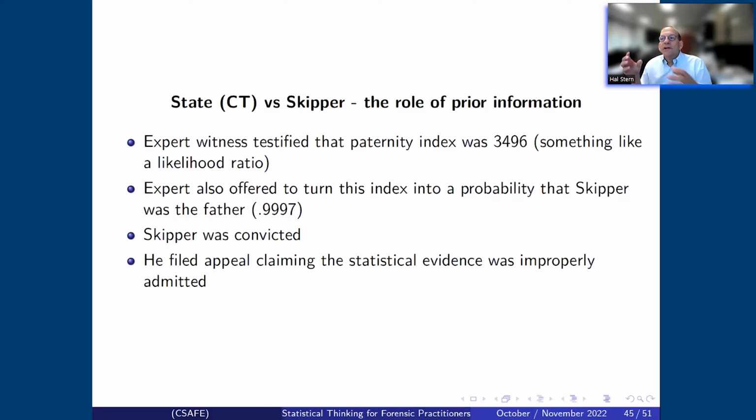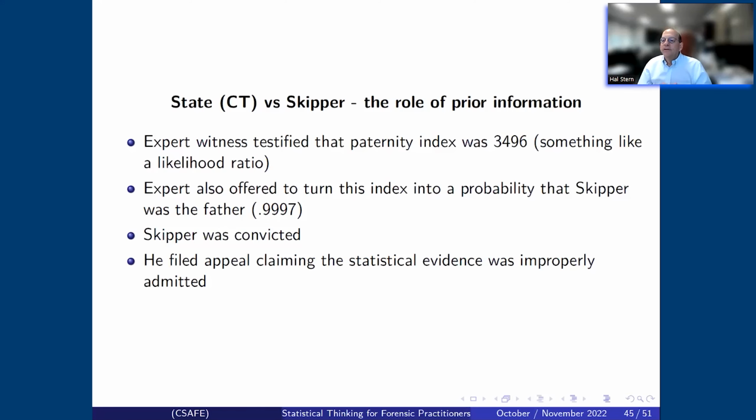Again, the company had done a lot of work in the lab. They knew the properties of the diagnostic test, and therefore they knew the likelihood ratio. They could tell that the probability of seeing mother, suspect, child, DNA profile, if the suspect was the father of the child, was 3,496 times larger than the probability of getting the same child's DNA profile from a mother and a random male.